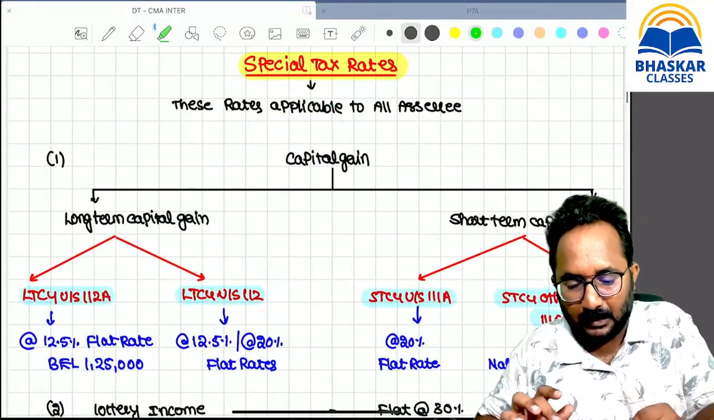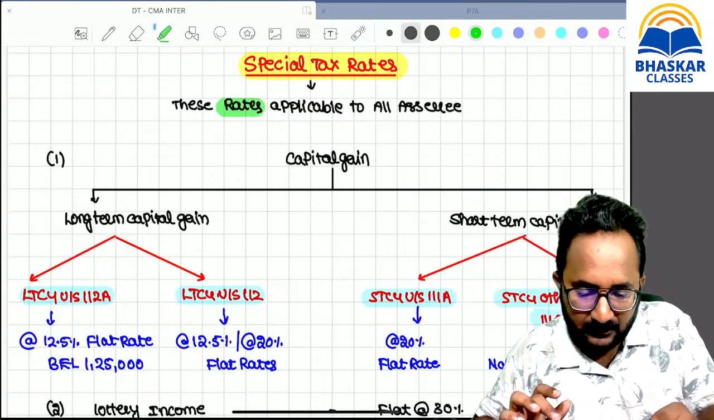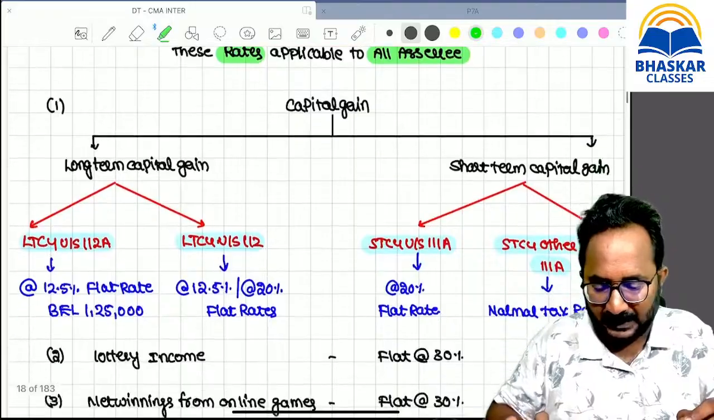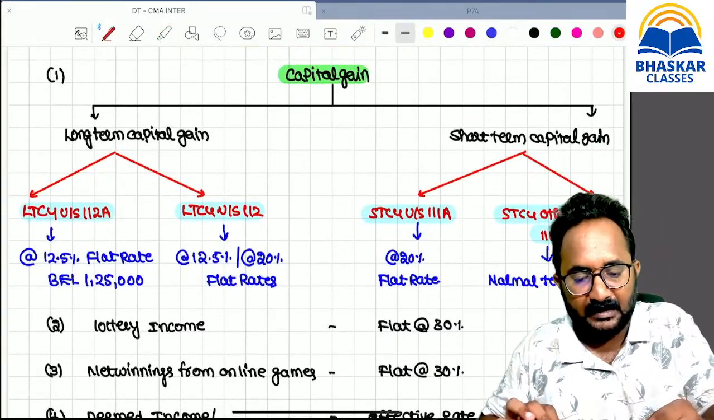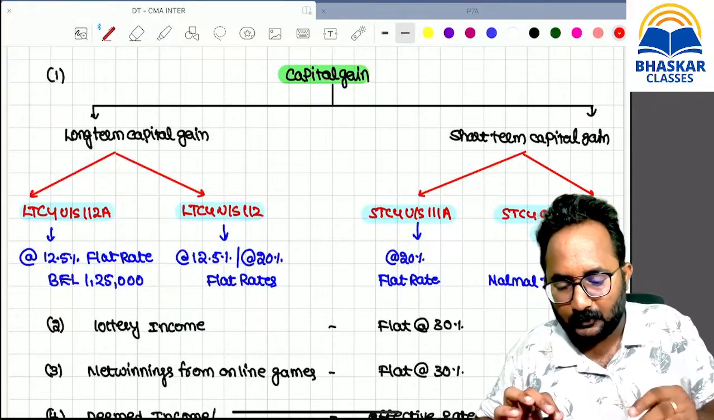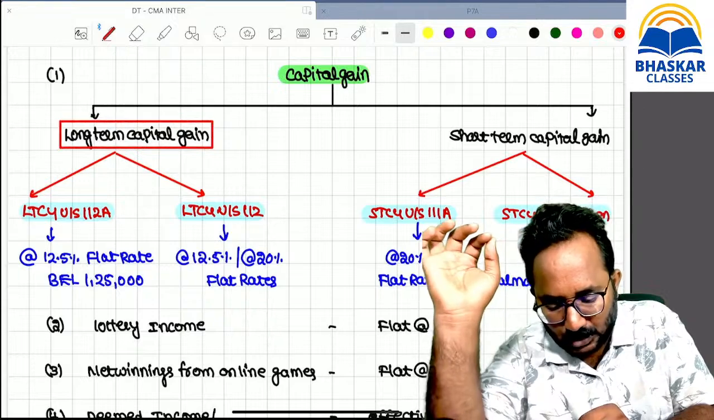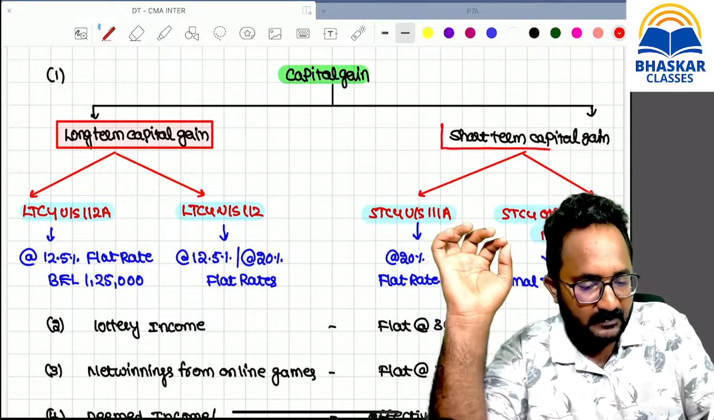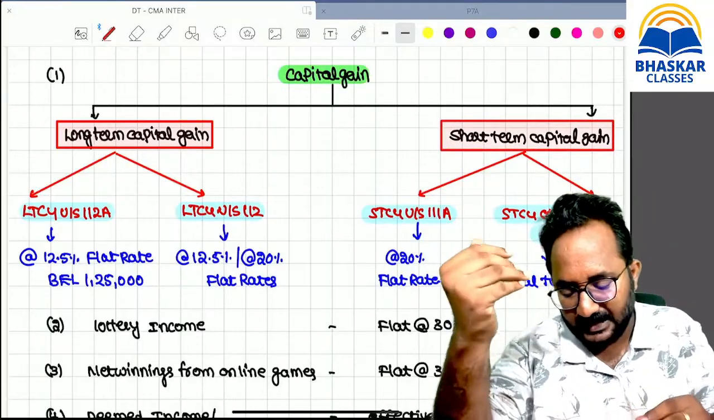If any person has special tax rate taxable income, these rates are applicable to all assessees. For example, if capital gain income is there for the assessee, any assessee is required to follow the same thing. That means long-term capital gain and short-term capital gain. Just refer to this section, but in the capital gain chapter, I will tell you the rates in a detailed manner.